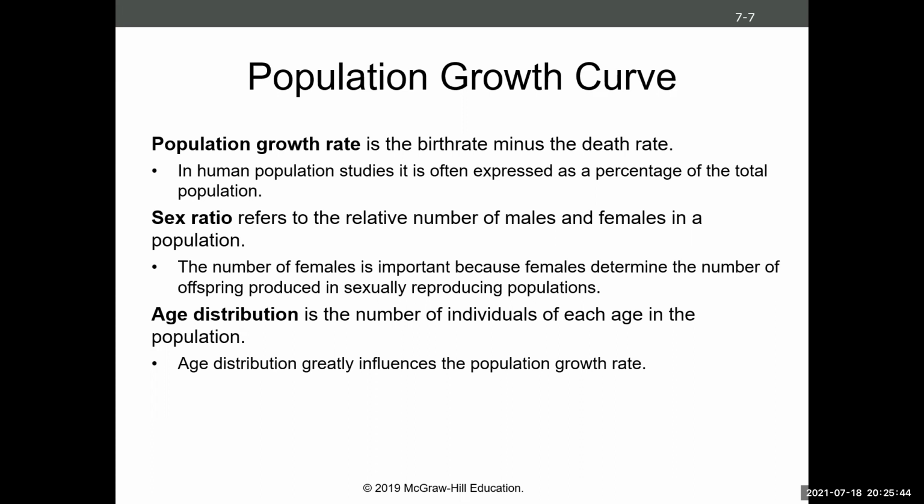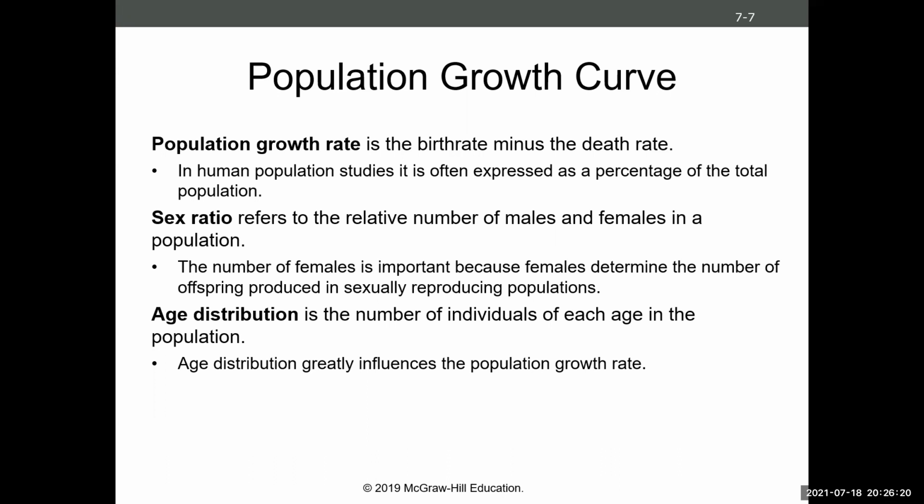We can also look at populations in terms of sex ratios, so numbers of males to females and proportions of genders to one another. And this is important because females really determine the number of offspring, especially in sexually reproducing populations. And so you may have a population of, say, 1,000 individuals, but the effective population size is really only the number of individuals that are reproducing.